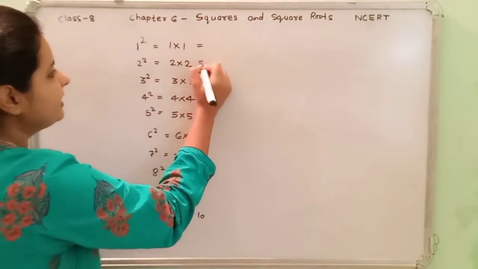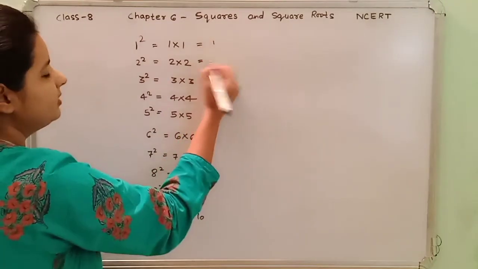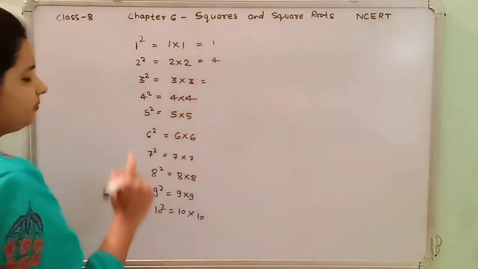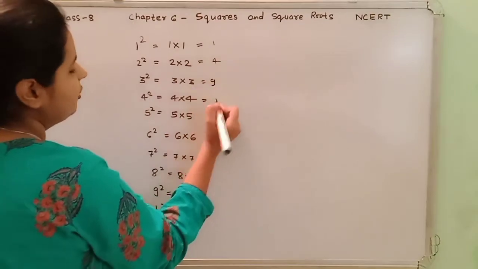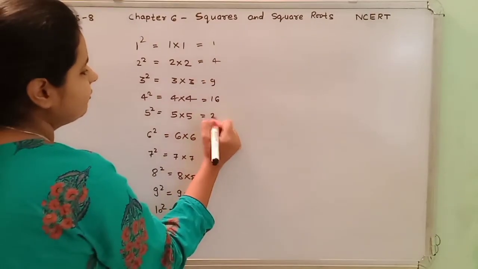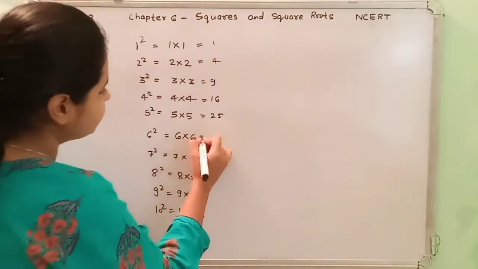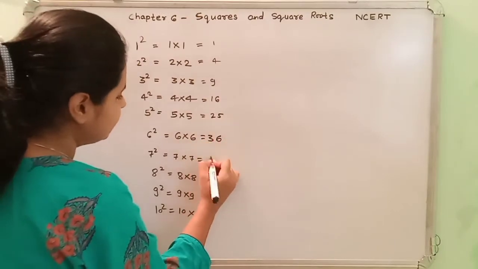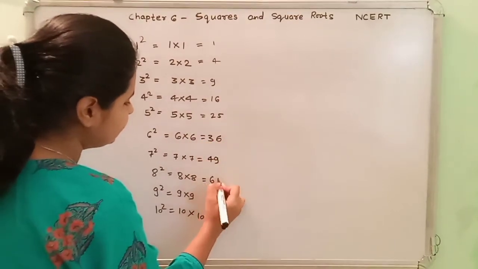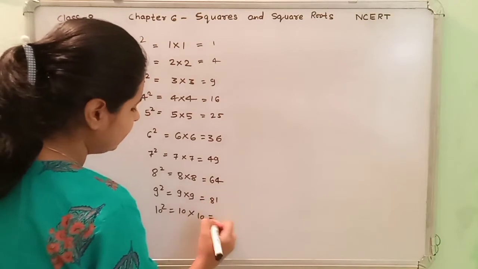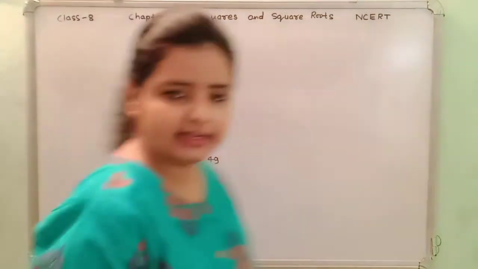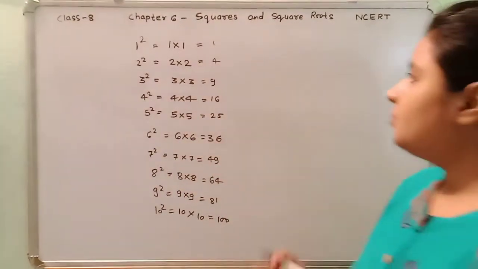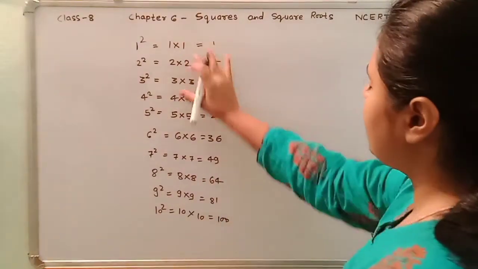If we multiply these numbers, 1 multiply 1, 1. 2 multiply 2, 4. 3 multiply 3, 9. 4 multiply 4, 16. 5 multiply 5, 25. 6 multiply 6, 36. This is 49, 64, 81 and 100. Okay? So what happened? We have squared the numbers.